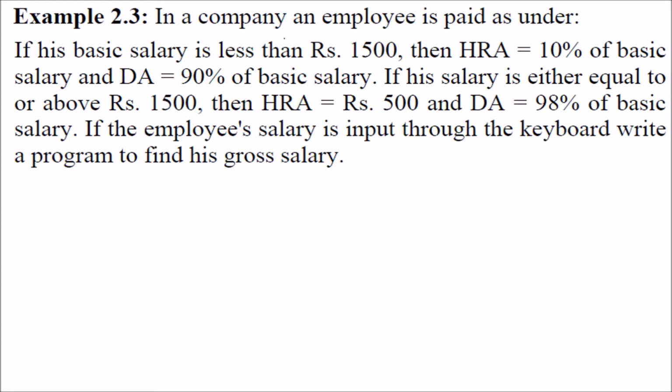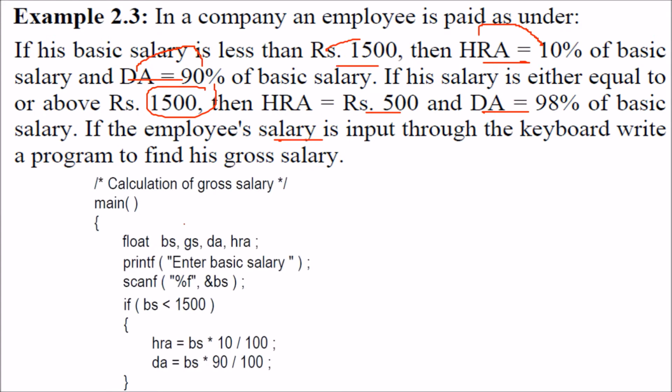If in a company an employee is paid like this: if his basic salary is less than 1500, then HRA will be 10% of the basic salary, DA will be 90% of the basic salary. If his salary is either equal to or above 1500, there are 2 cases. If it is less than 1500, HRA and DA are like this. If it is above 1500, HRA is given as 500 and DA will be 98% of the basic salary. If the employee salary is to be input through the keyboard, we have to write a program to find the gross salary.